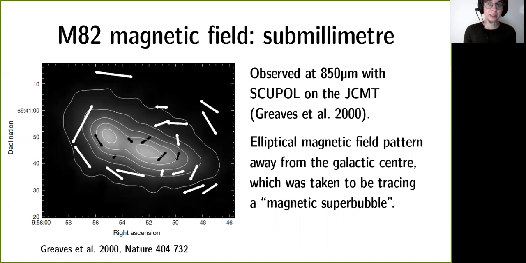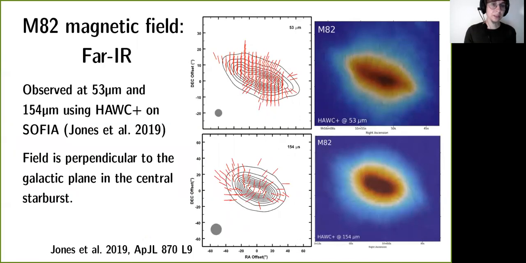However, M82 has been more recently observed by HAWC+, HAWC+ being the polarimeter on SOFIA, the airborne telescope. HAWC+ operates more in the far infrared than in the submillimetre, and observing at 53 and 154 microns, they saw really quite a different magnetic field configuration. What they see is that in the center of the galaxy, the field is perpendicular to the galactic plane. So are these two sets of observations reconcilable?